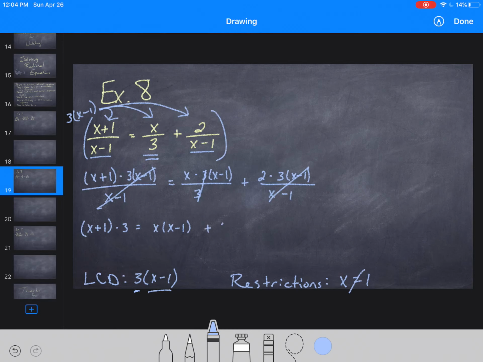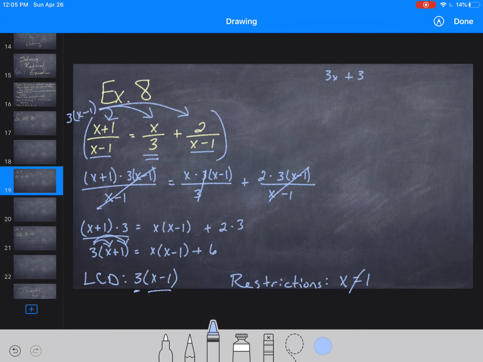So I have x plus 1 times a 3 is equal to x times an x minus 1 plus my 2 times my 3. I'm going to rewrite this so it's a little more pleasing to the eye. I'm going to rewrite my first part so that my 3's in front. I have 3 times x plus 1 is equal to x times x minus 1, and then plus 2 times 3, I know is 6. So I'm going to replace that with a 6.